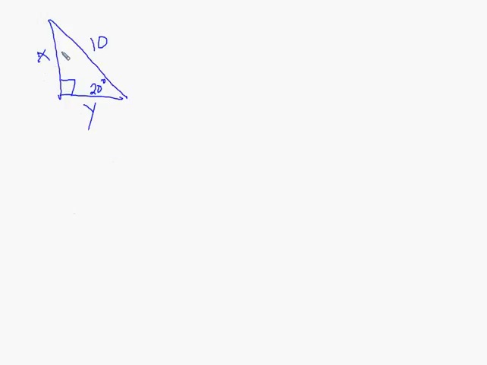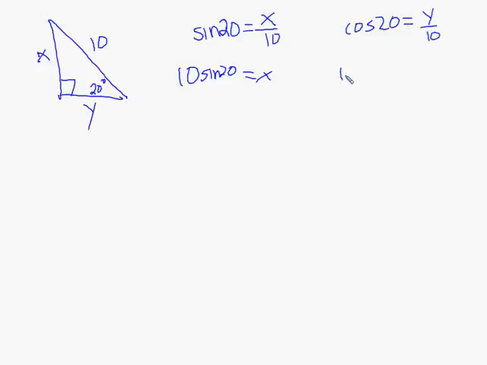Okay, how do we set up to find x? Opposite over hypotenuse. Sine 20 equals x over 10. Multiply by 10, so 10 sine 20 equals x. Alright, set up to find y. You use cosine. So cosine 20 equals y over 10. You do the same thing. Multiply by 10. Is that familiar? And then you put that in your calculator.